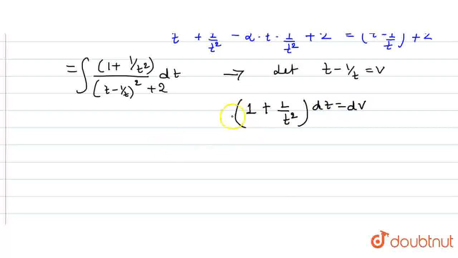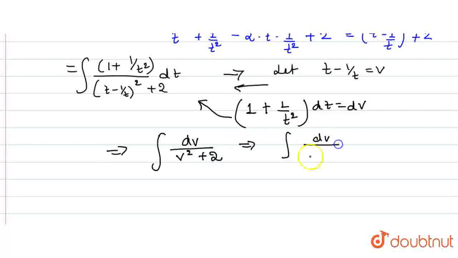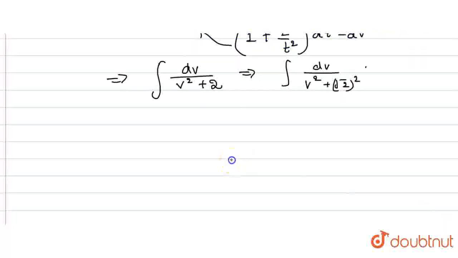Putting all these values here, we get (1 plus 1 by t square) dt as dv, and t minus 1 by t whole square can be written as v square, plus 2. So it can also be written as dv divided by v square plus root 2 whole square. Now we are making further modifications to our answer.